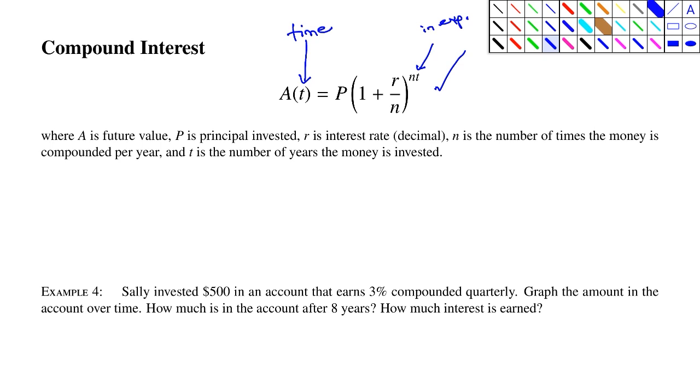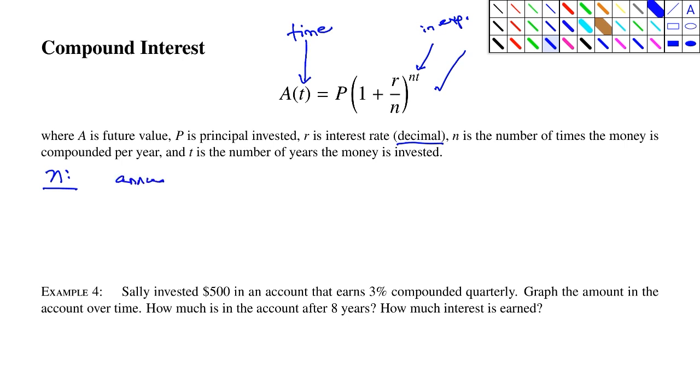R is the interest rate, and to use R in this formula, you need to convert it back into a decimal. It usually is given to you as a percentage. N is the number of times per year that the money is compounded, and T is the number of years that the money is invested. Now this N is the one that you need to interpret whenever you get the statement of the problem.